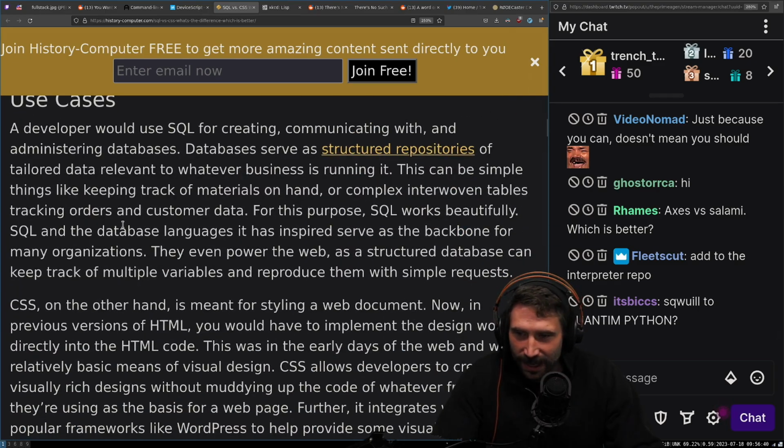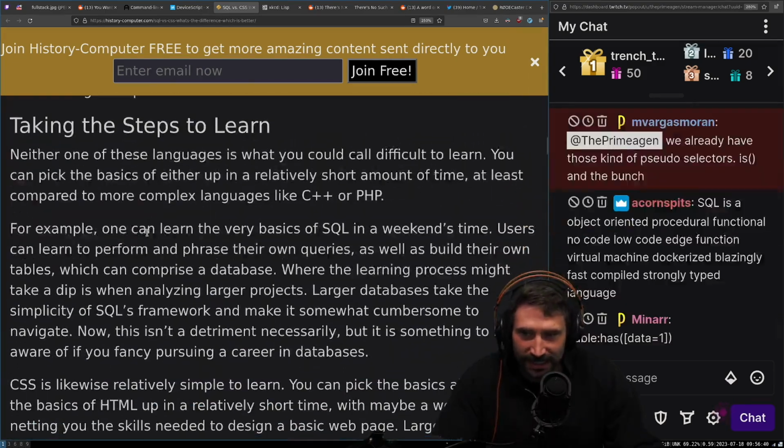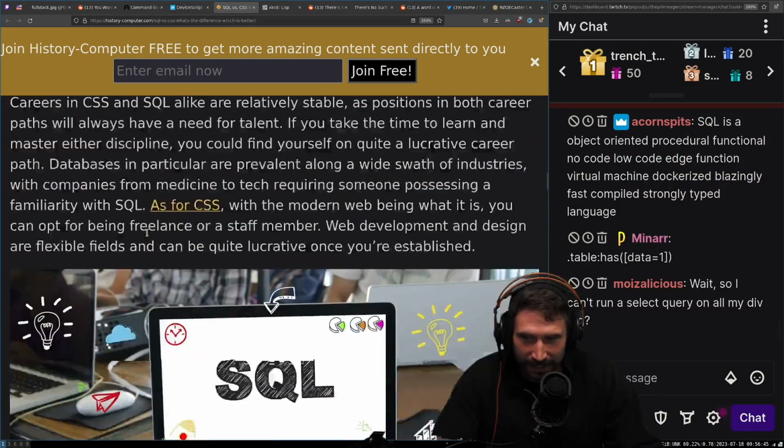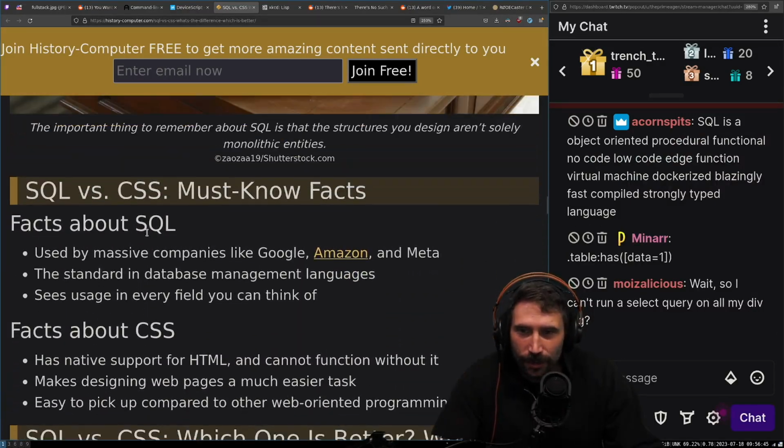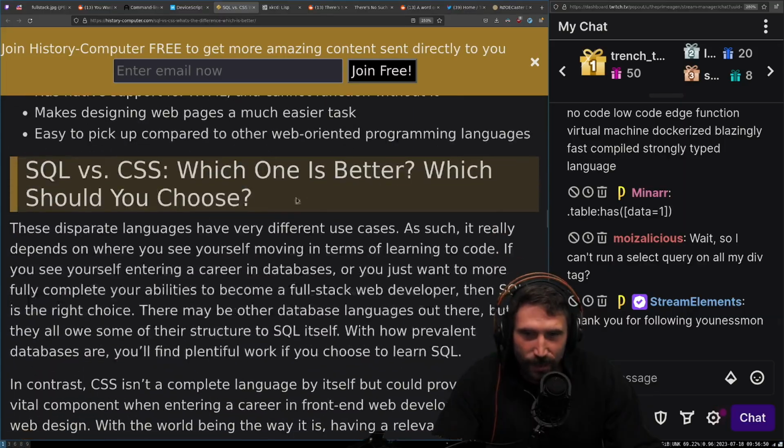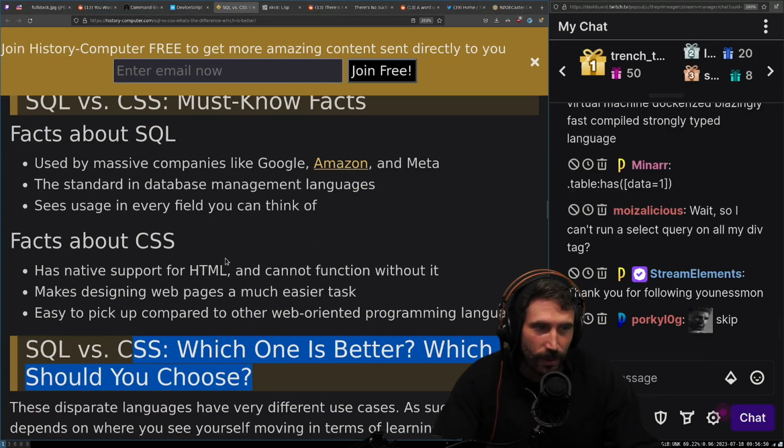Use cases. I'm just going to skip the use cases and step to learning and career paths. Okay, we don't need that. I want to know some must-know facts and then which one's better. Okay, that's what I really want to know from this AI article.